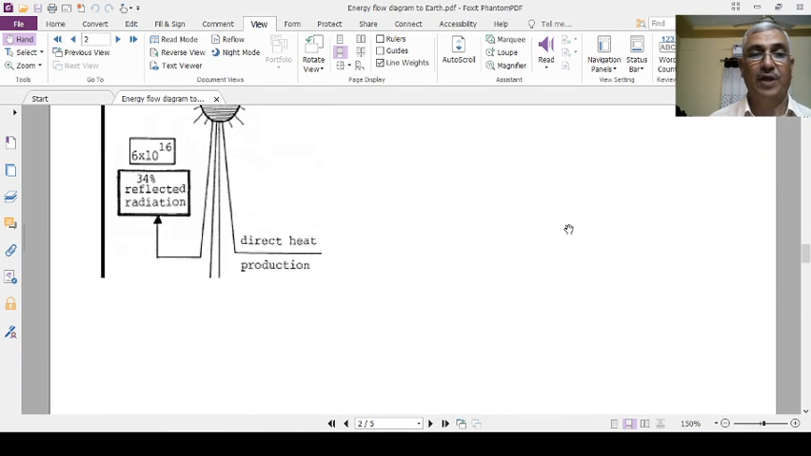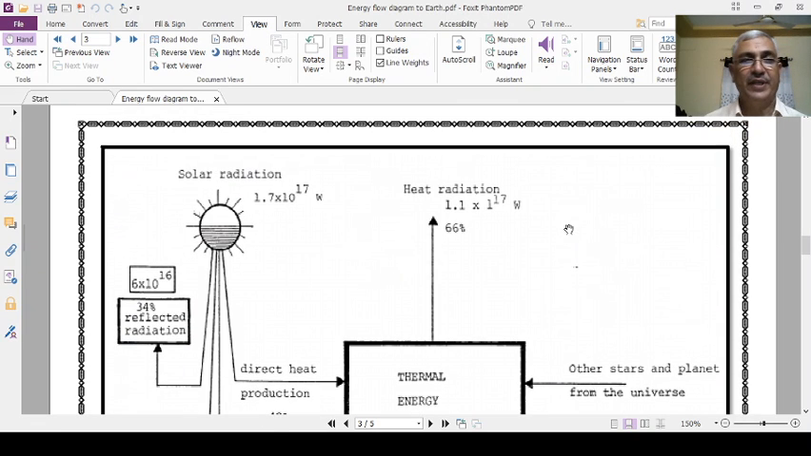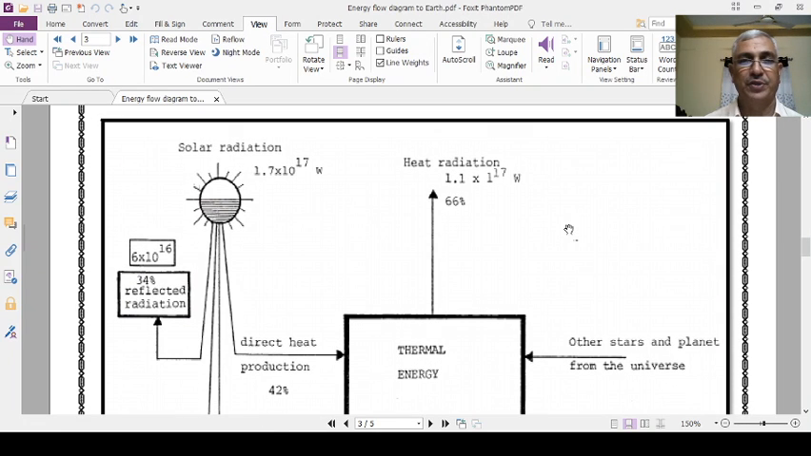Now, this diagram shows the incoming and outgoing. What is incoming? Electromagnetic radiation. How much? 1.27 times 10 to the power of 17 watt. Of which 34%, that is 0.6 times 10 to the power of 17, will be immediately reflected back. 34% is reflected back in the form of electromagnetic radiation.